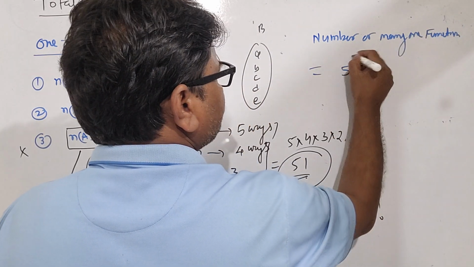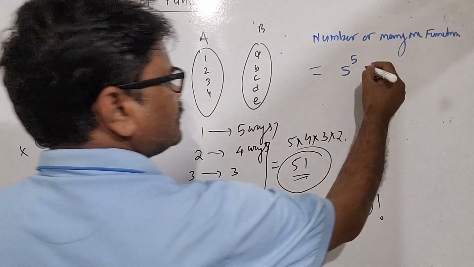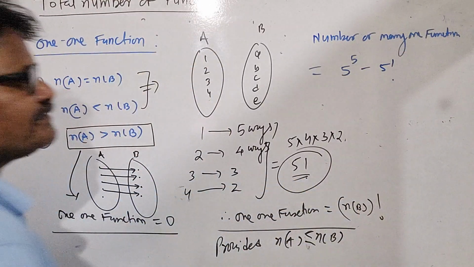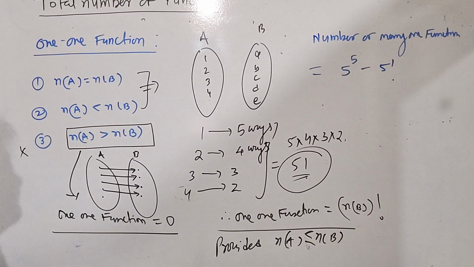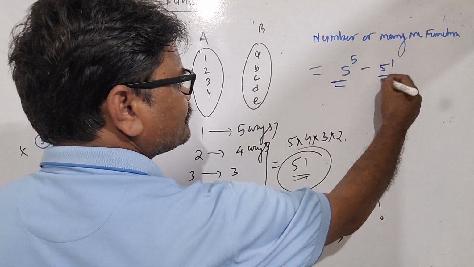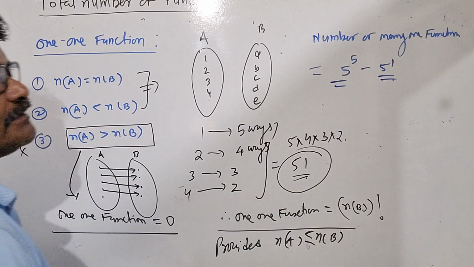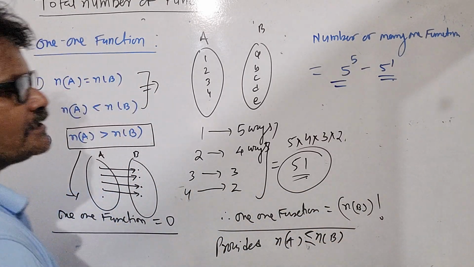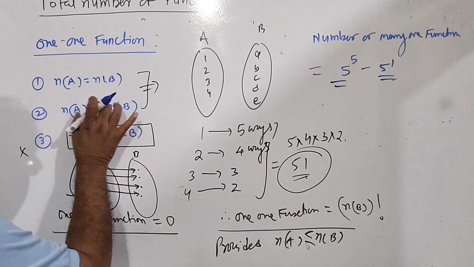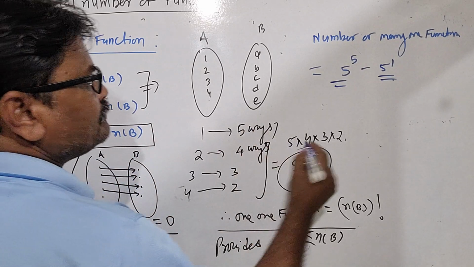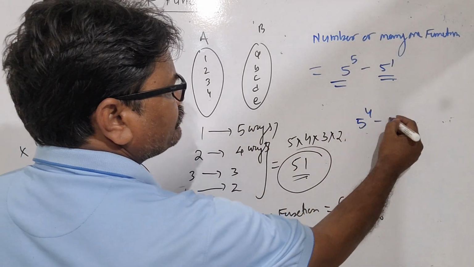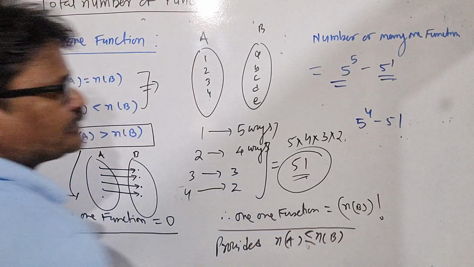Total number of functions here is 5 की power 5 minus 5 का factorial. Correct? This is the total number of functions and this is the total number of one-one functions, and therefore the number of many-one functions. For this case, when n of A is less than n of B, that will be 5 की power 4 minus 5 का factorial.